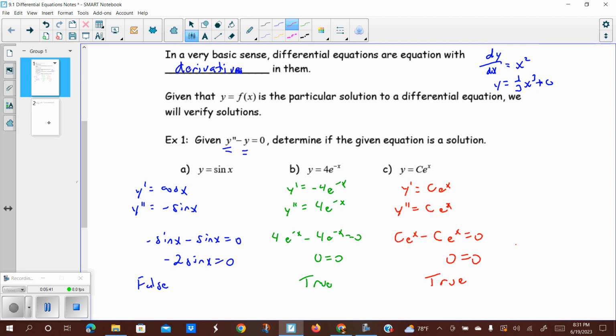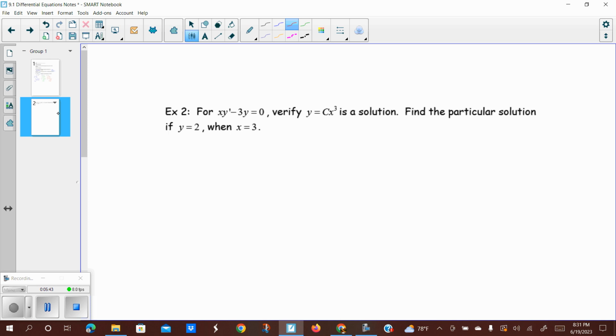let's take a look at the second page. This one says, for x, y prime minus 3y equals 0, verify that y equals cx cubed is a solution. When it says to verify something as a solution, they're telling you it does work. You just need to show it. So we'll do that. And then we want to find the particular solution if y equals 2 when x equals 3. The particular solution means we're going to be able to figure out what that c value is given the fact that y is 2 and x equals 3.